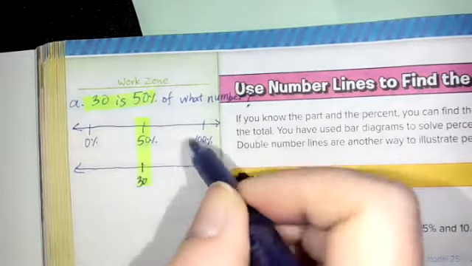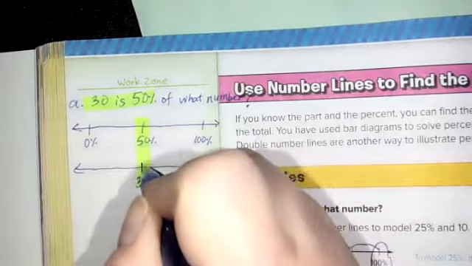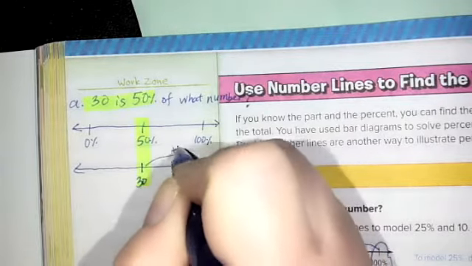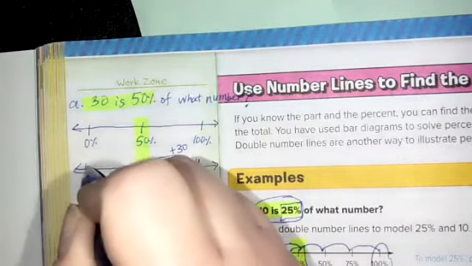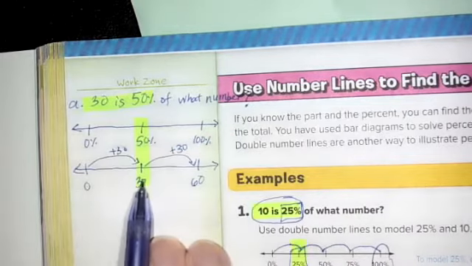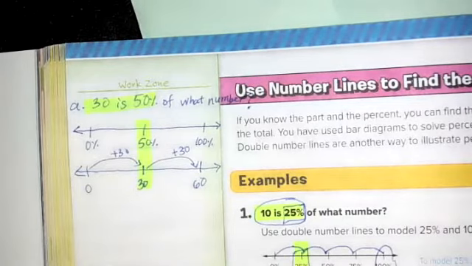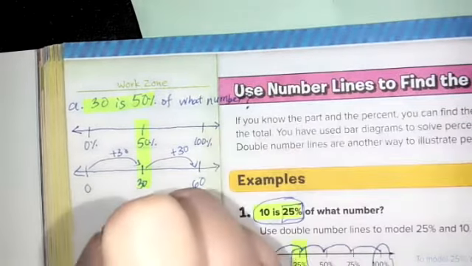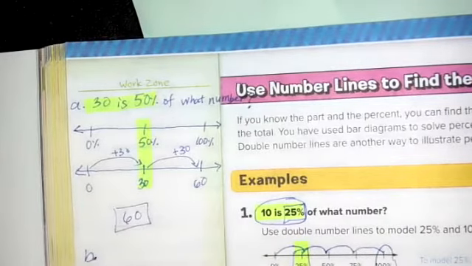And then I know that was halfway. So if I double it, this takes me to 60 because that's my interval of plus 30. And then if I work this way, to be 0, the plus 30. So counting by 30, 0 to 30 is 30, 30 to 60 is another 30. So 30 is 50% of what number? What was the whole? The whole was 60. So for letter A, our answer is 60.